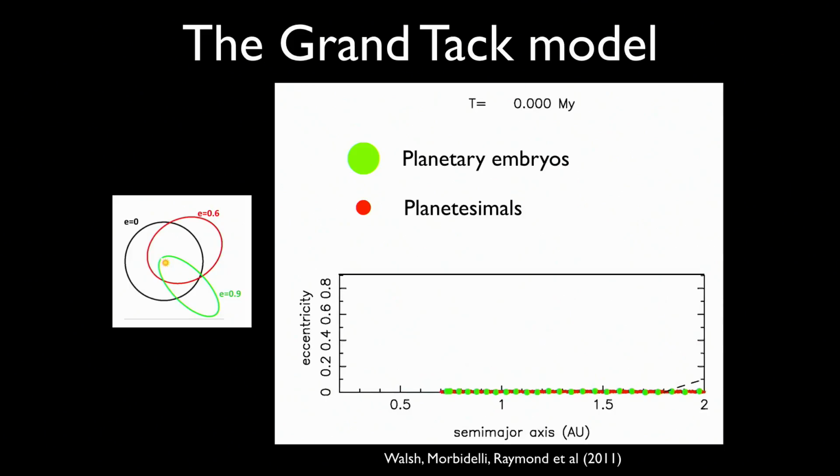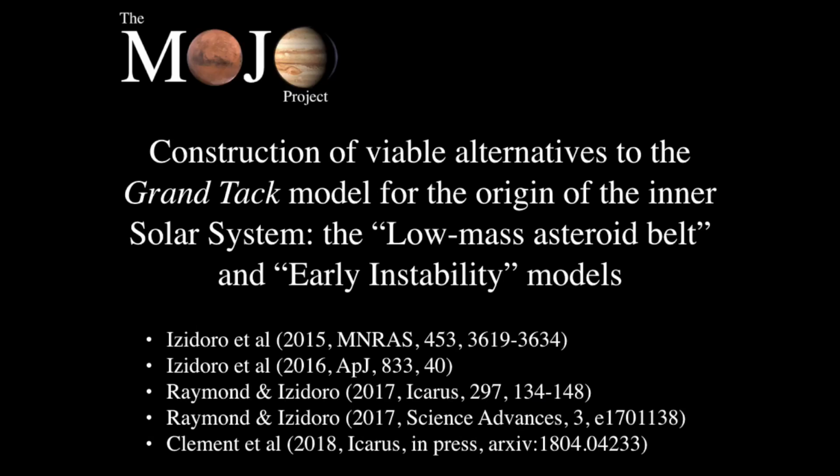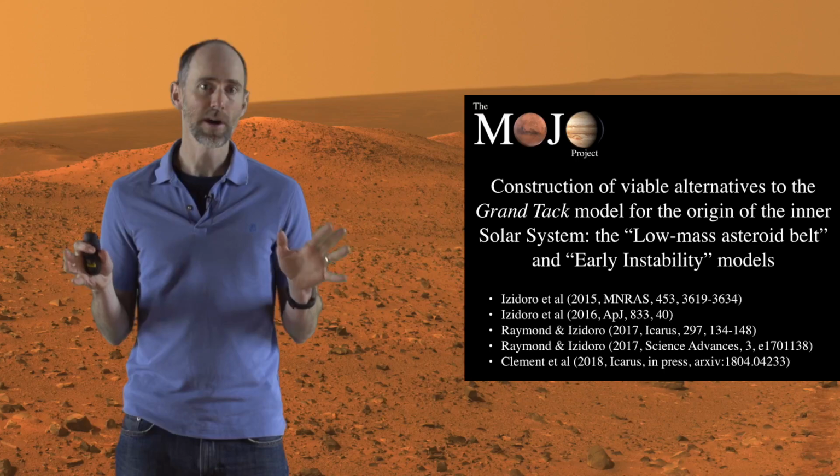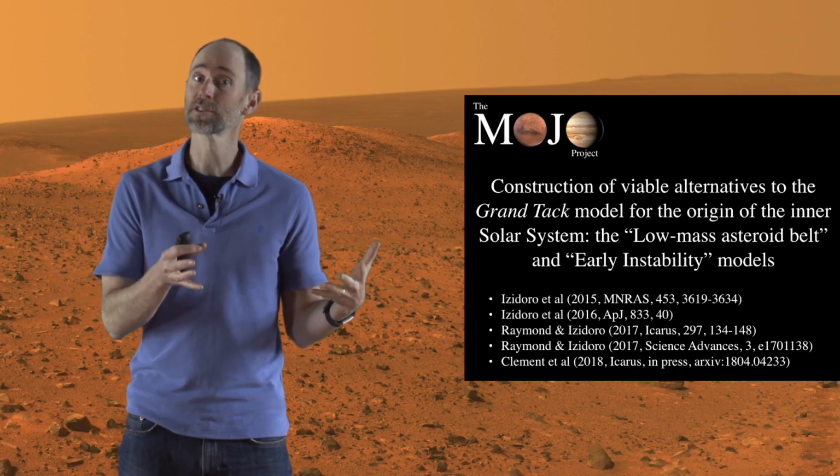You can see Jupiter migrates inward, and then it turns around and goes back outward. And once it's out of the way, what it leaves behind is a narrow ring of rocky stuff, just like Hansen's ring, that can naturally form a big Earth and a small Mars. So the grand tack model does a really nice job of reproducing the inner solar system. Now, the Mojo contribution to this video has been to build other alternative models to the grand tack model to try to explain the origin of the inner solar system in different ways.